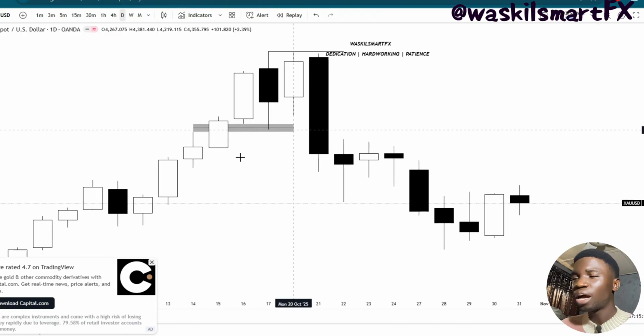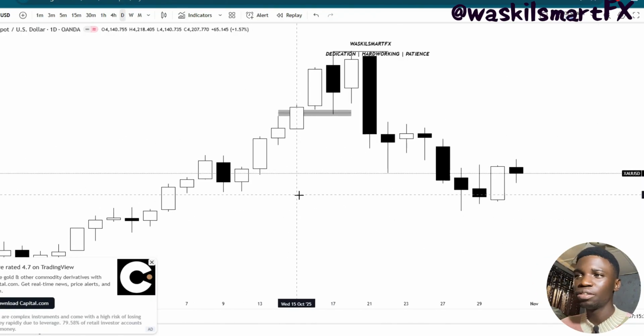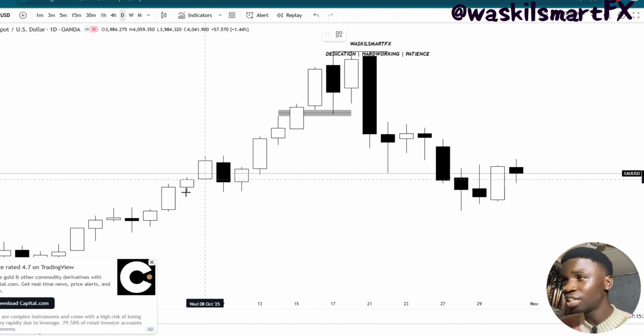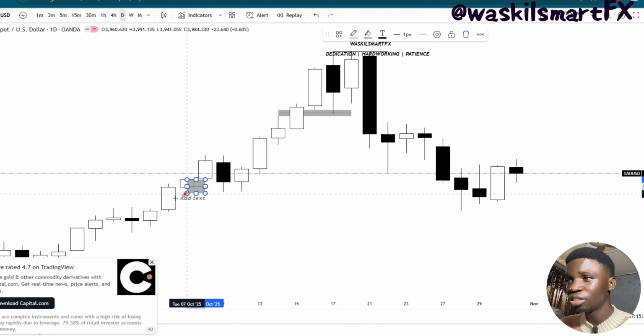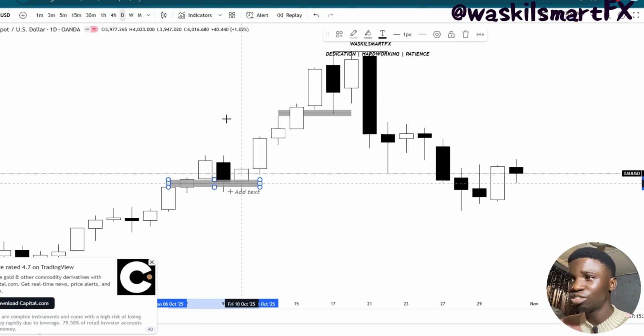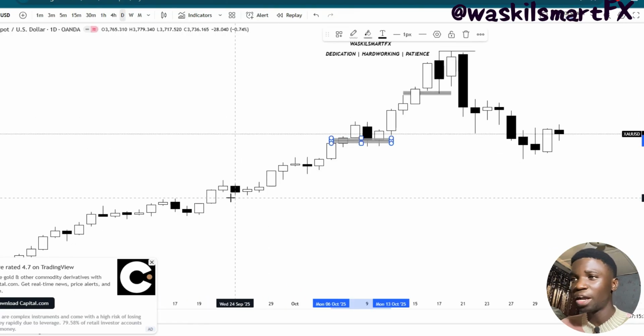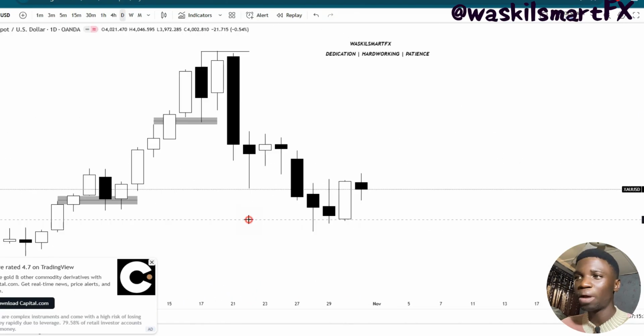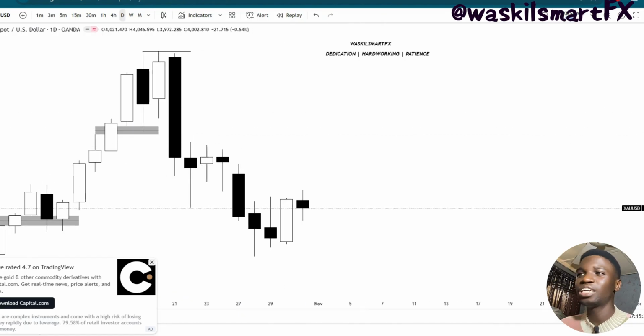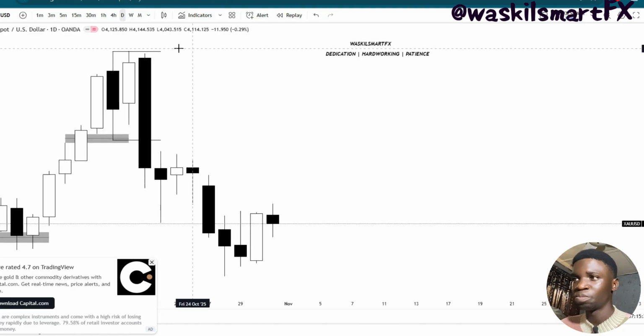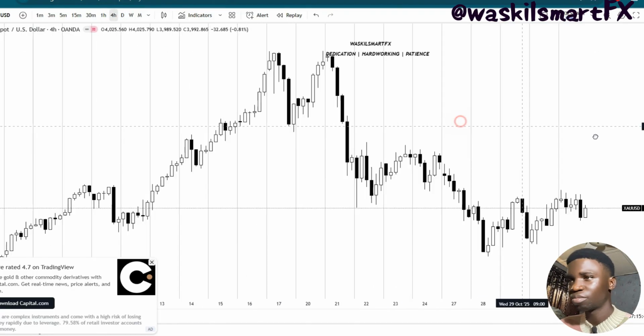Okay, so the market entered into the other fair value gap. You can see that every retracement the market is doing, the market enters into a fair value gap, then continues buying, then enters a fair value gap, continues buying. But at this particular point, the market entered into the fair value gap, then came back here and broke the structure. I have these things here on the 4 hour chart.